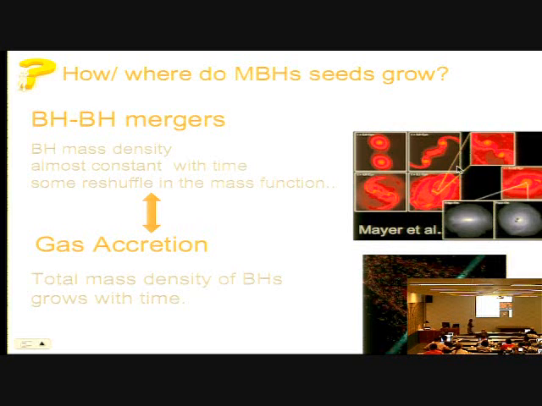So how do black holes grow? They will grow by merging with each other, but this will not do very much by just doubling mass. We're not going to get to such large masses in less than 1 billion years. Gas accretion, of course, is what is going to be dominant.